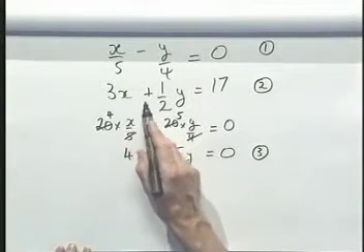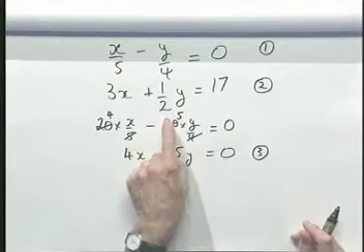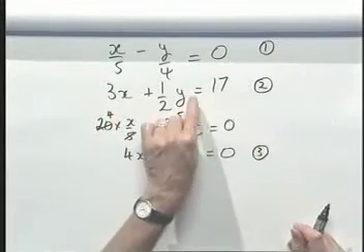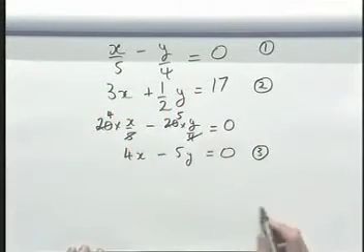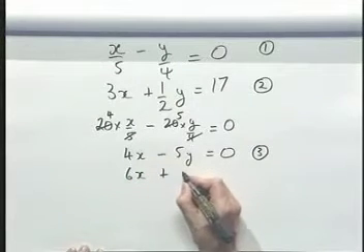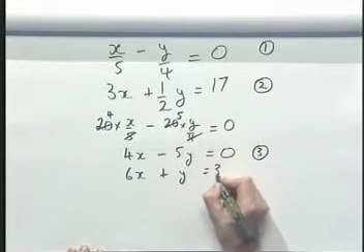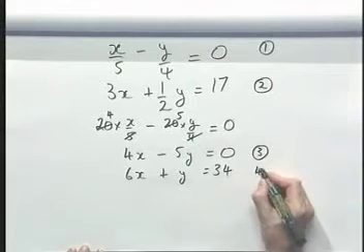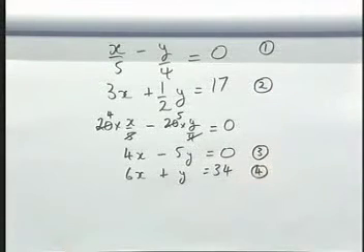Let's look at equation 2 now that we need to deal with. It's got a half y in it. So if I multiply everything by 2, this will become just y. So we have 6x plus y equals 34. And so equation 2 has become now equation 4.